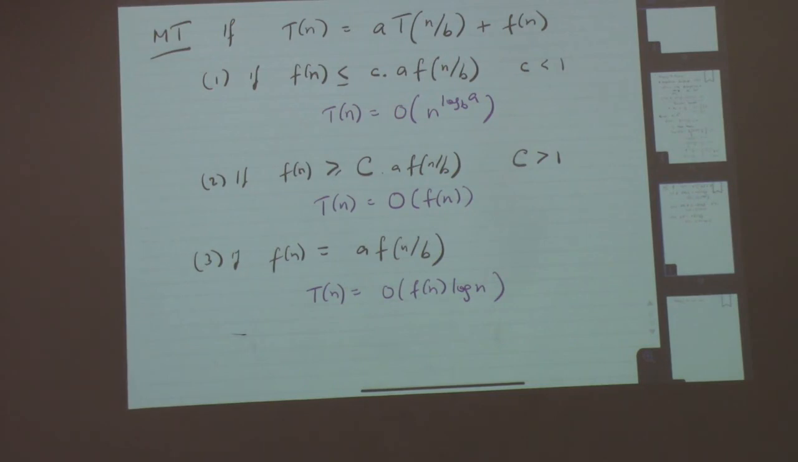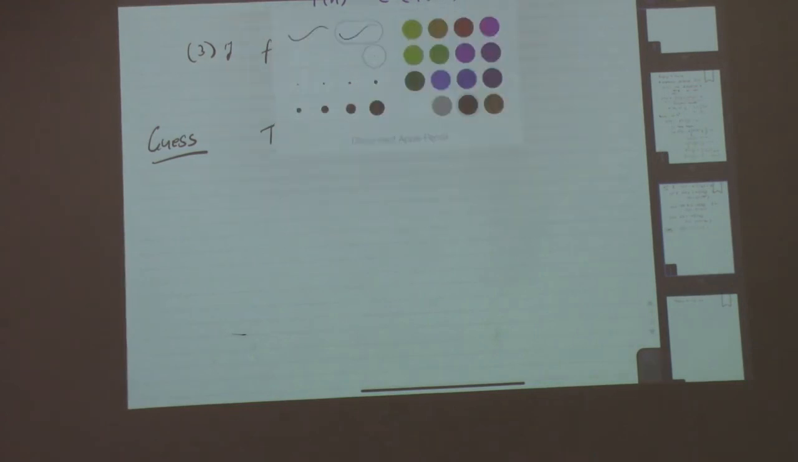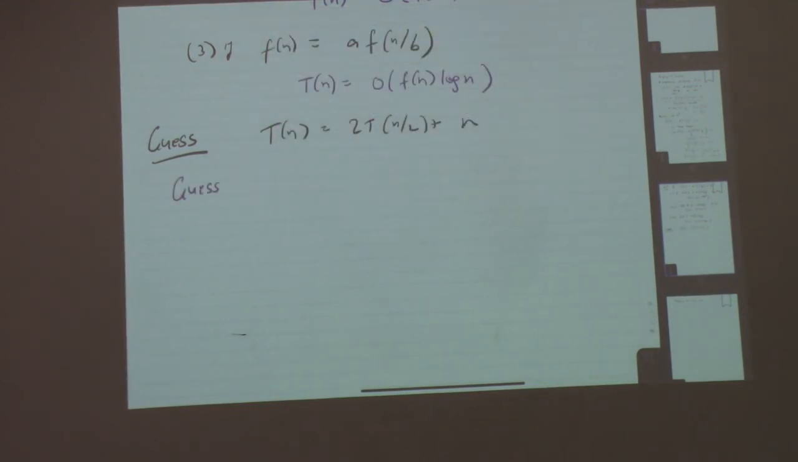So, for example, in the case of the third strategy, just guessing an answer, we have the recurrence, if you recall, T of n is equal to 2T of n over 2 plus n. I'm going to guess T of n is equal to O of n squared. I'm just going to guess. Okay. So let's see if this is true. So let's make it more specific. Let's guess that T of n is less than or equal to C times n squared.